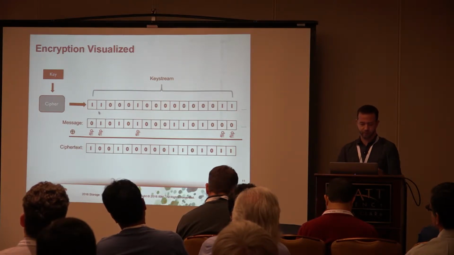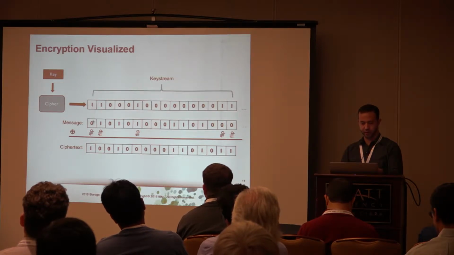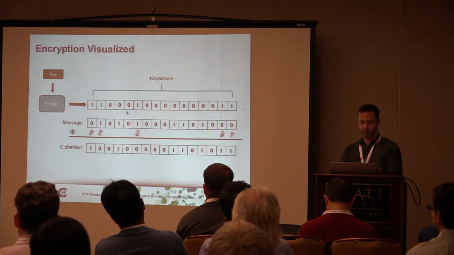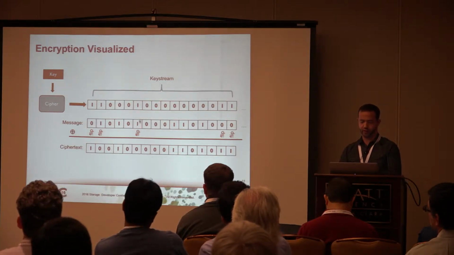The XOR operation simply flips a bit of the plain text wherever there's a 1 in the key stream. So you can see there is a bit of the message that was 0. There's a 1 in the key stream, so we flip this 0 to a 1. Here there's a 1 in the message and a 1 in the key stream, so we flip this 1 to a 0. But where there are zeros, we don't do anything to the message. We only flip where there are 1s.